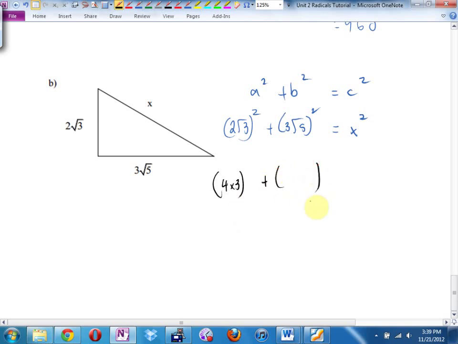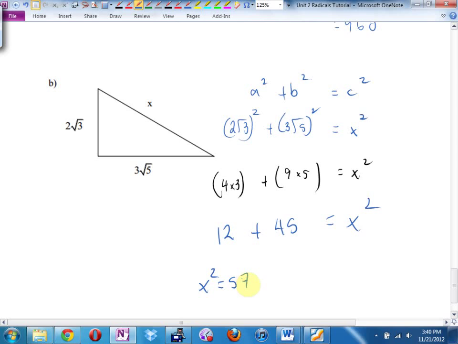What's 3 root 5 squared? Numbers first. What's 3 squared? 9. What's root 5 squared? This, my friend, works out to 12 plus 45. What is 12 plus 45? I get x squared equals 57.